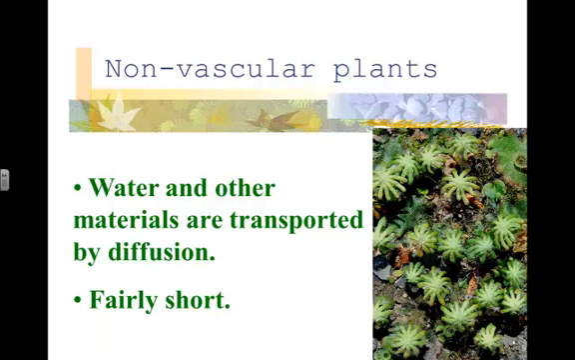Now, because they do not have vascular tissue, they do have to have water, they do have to have materials, they need to get oxygen, they carry out photosynthesis, they need carbon dioxide, and they need nutrients, and they need to get rid of their waste. So how are they going to do that if they do not have vascular tissue? Well, they're short, they're small, and so they're thin, and therefore that can take place.